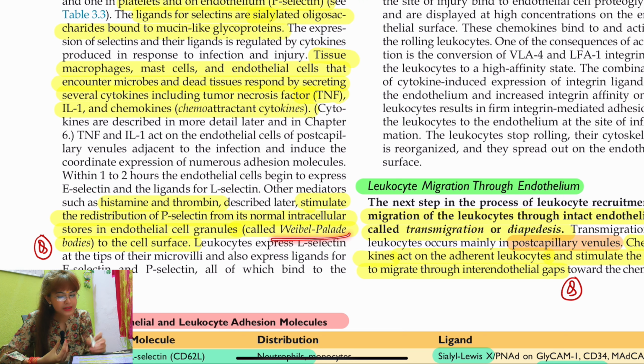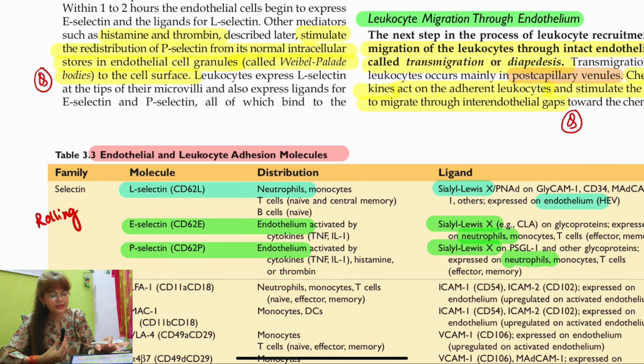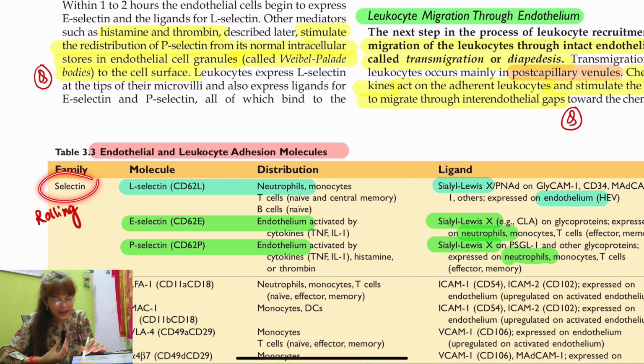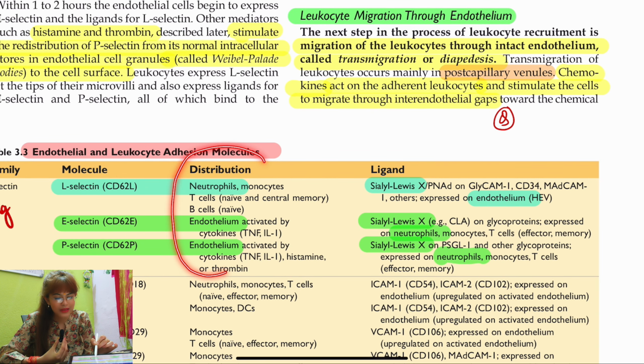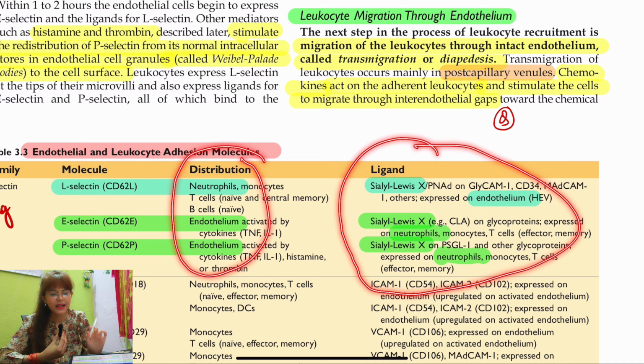They are basically the P selectins, which are stored in the endothelial cell granules. So this is again an important question for your exam. And now coming to these selectins, there are three kinds of selectins which are the most important: L selectin, E selectin, and P selectin. Now this is the place where the selectins are present, and this is the ligand on which they are binding. Very important.